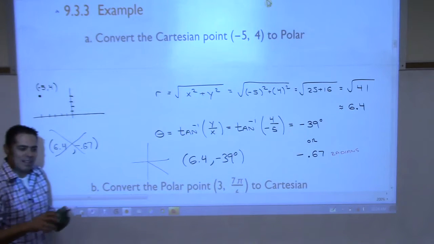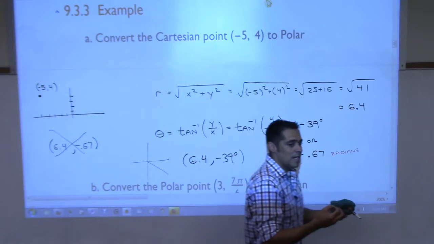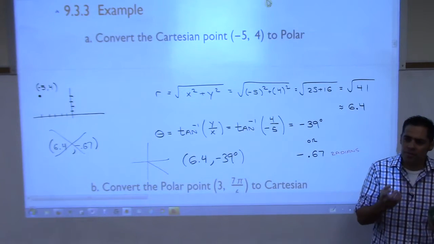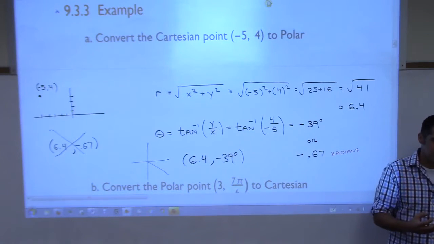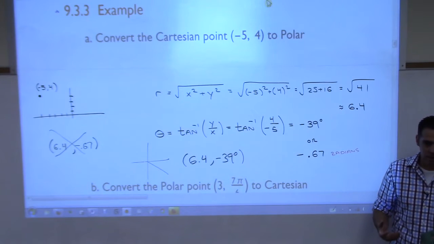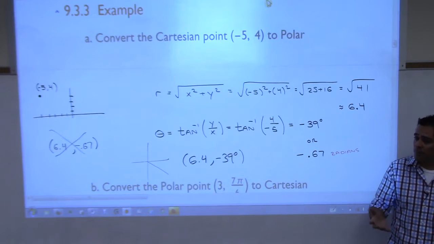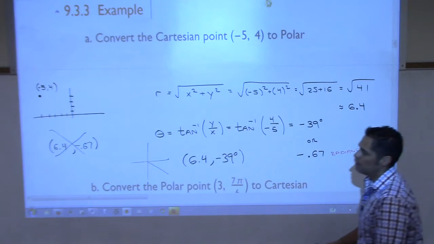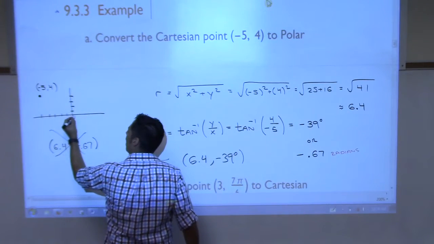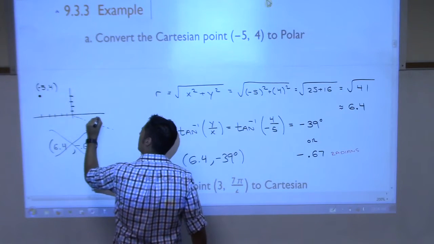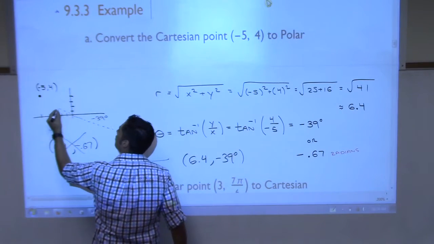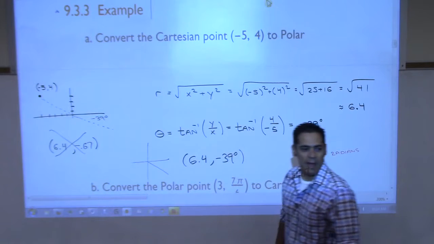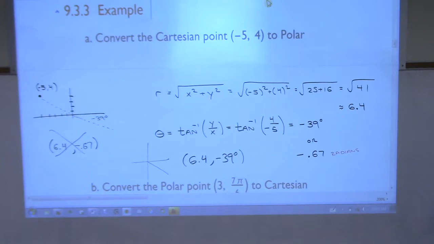There is a limit to the arctangent in terms of what answer it can give us, but we still need to make sure that our answer corresponds with where we are. Remember, there are restrictions on the arctan function. So when we're getting negative 39 here, you need to add 180. This is negative 39 degrees, but we're actually up there. So add 180 to get over there. Make sense?